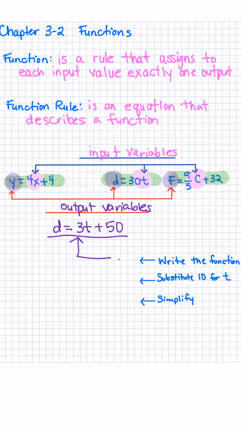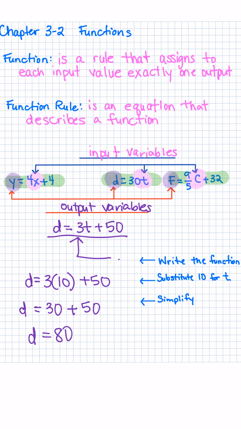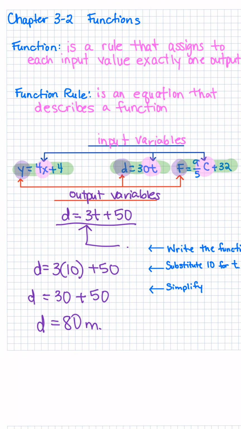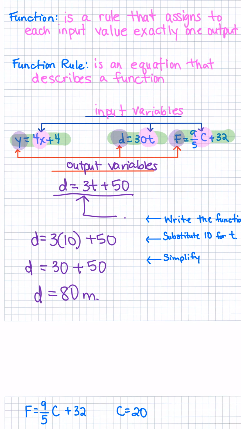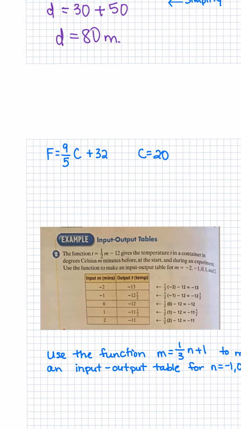Substitute 10 for t. So then we have d equals 3 times 10 plus 50. Simplify. 3 times 10 is 30 plus 50. If we add those together, we get d equals 80, and that's going to be meters. Okay? So that basically is saying that after 10 minutes, he is 80 meters from his house. So let's look at this function here.